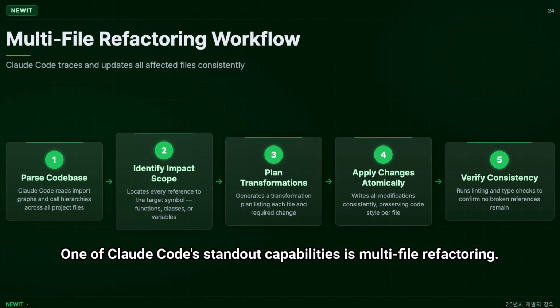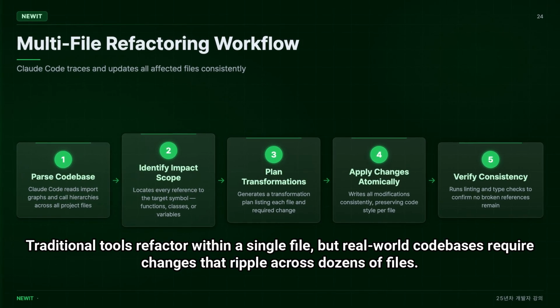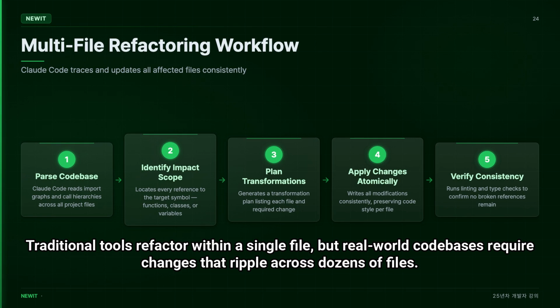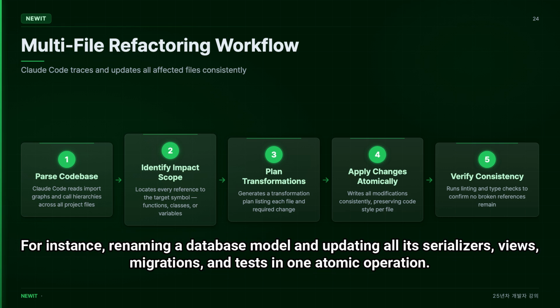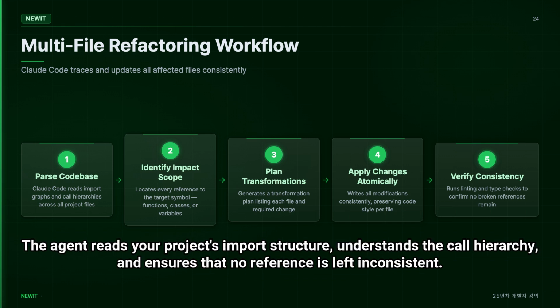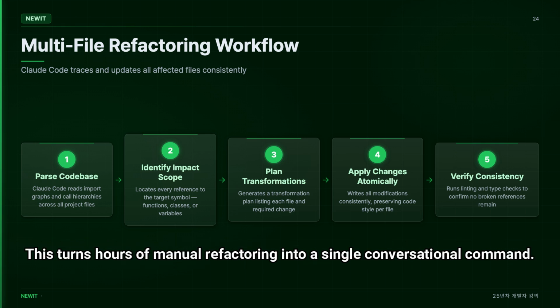One of Claude Code's standout capabilities is multi-file refactoring. Traditional tools refactor within a single file, but real-world codebases require changes that ripple across dozens of files. Claude Code traces dependency graphs, identifies every location where a function, class, or variable is referenced, and applies consistent transformations everywhere simultaneously. For instance, renaming a database model and updating all its serializers, views, migrations, and tests in one atomic operation. The agent reads your project's import structure, understands the call hierarchy, and ensures that no reference is left inconsistent. This turns hours of manual refactoring into a single conversational command.